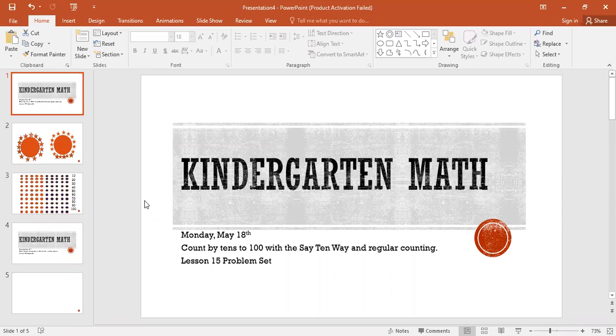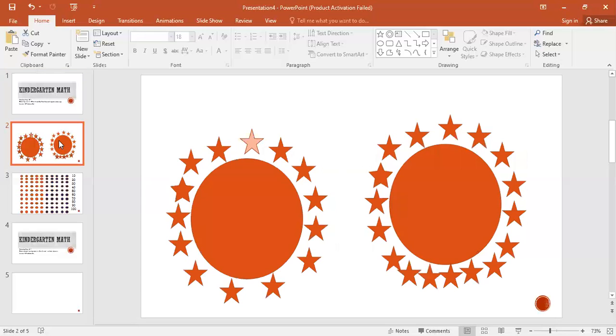Today we will be counting by tens to 100 with the Say 10 way and regular counting. Today we'll complete lesson 15 problem set and upload a picture to portfolios. At the end of this video, please go over to the video I posted about counting to 100. That is our goal, to count all the way to 100. So please hop over to that video after this and practice your counting up to 100.